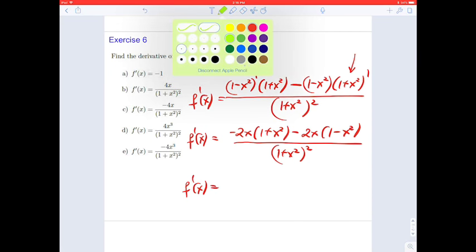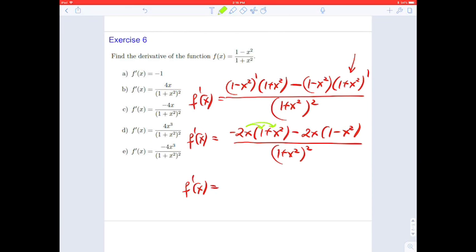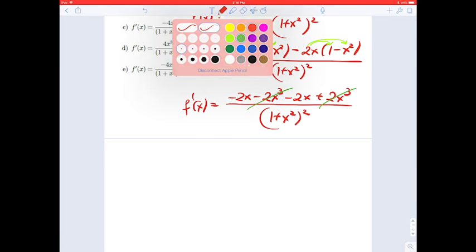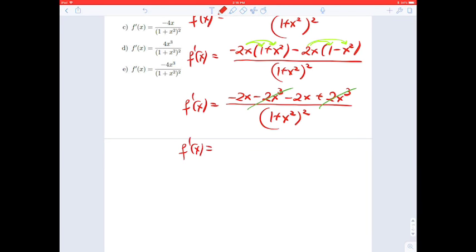Let's distribute this and this. Negative 2x times 1, negative 2x. Negative 2x times x squared, negative 2x cubed. Negative 2x times 1, negative 2x. Negative 2x and negative x squared, positive 2x cubed. And denominator squared. And I see negative and positive, the same quantity, opposite sign.